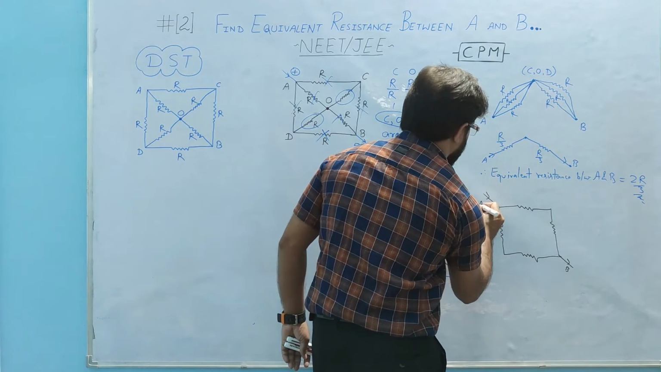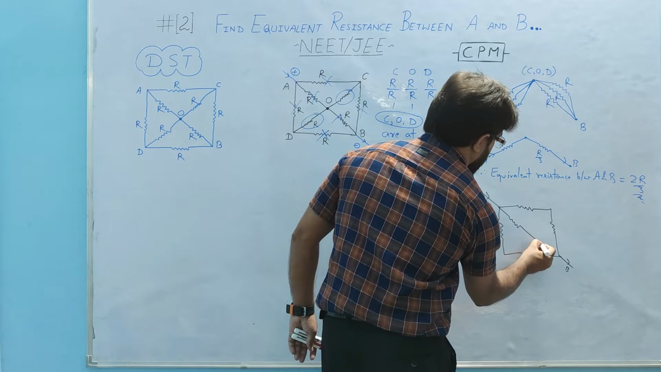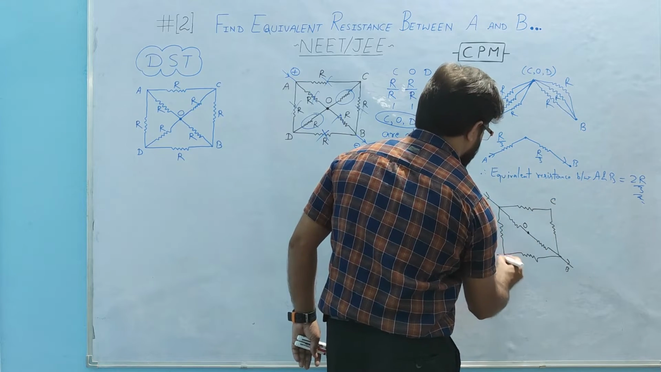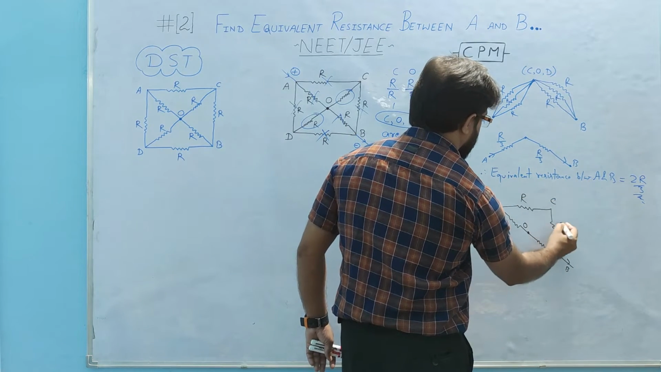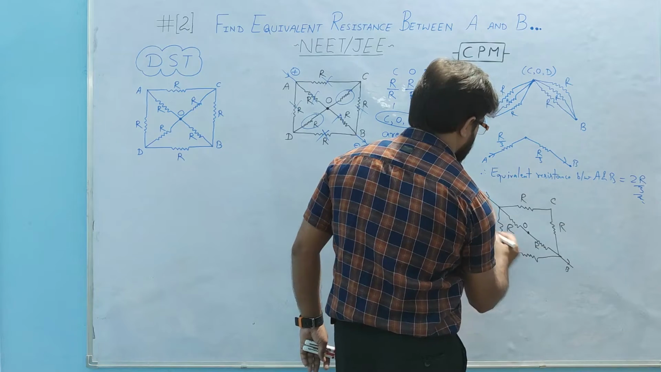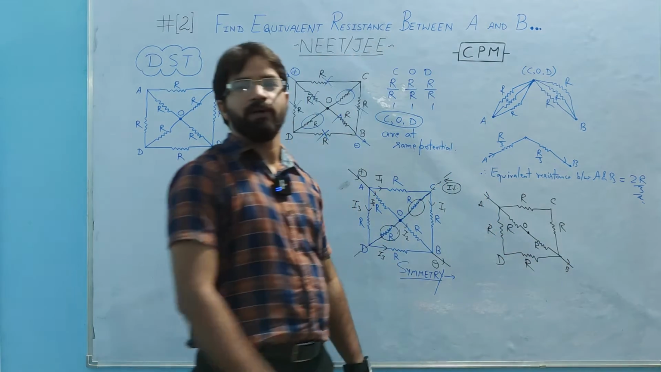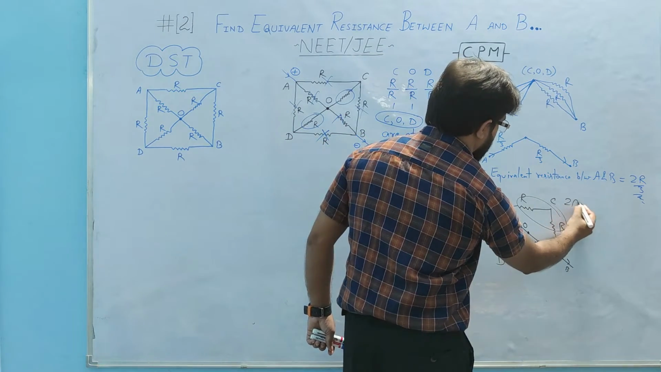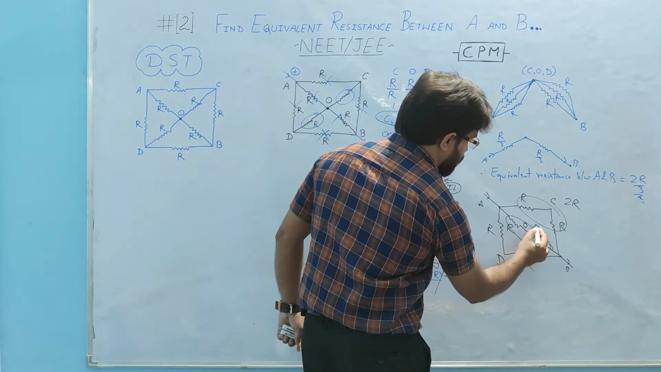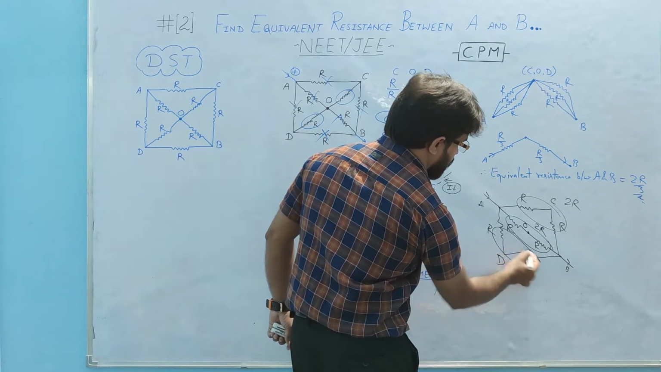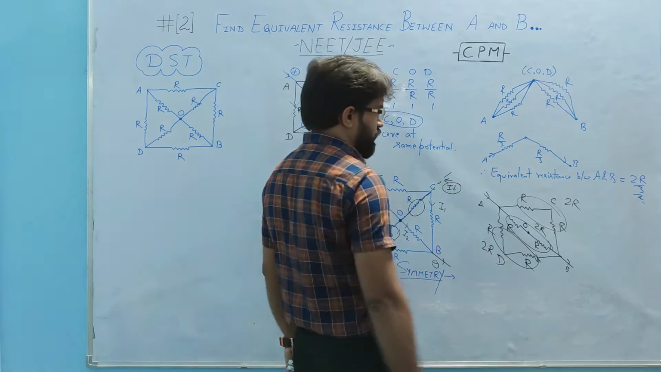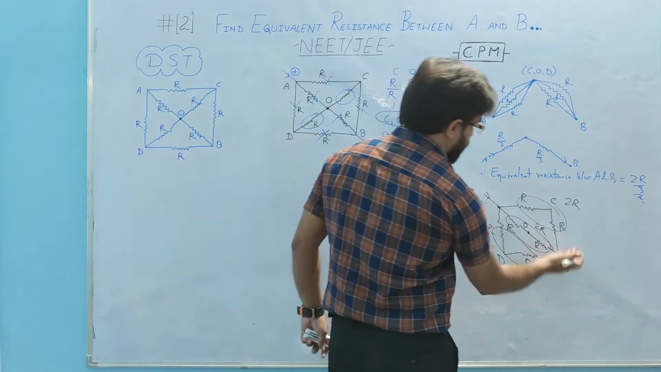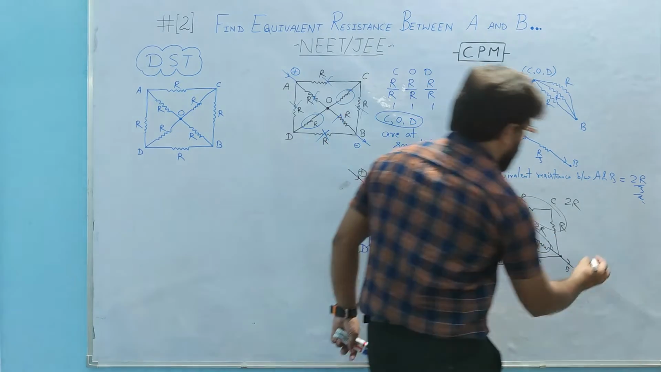This is B, this is A, this was point O, this is C, this is D. So this is R, this is R, this is R, this is R, this is R, this is R. Hoping now you can easily solve. These two are in series, 2R. These two are in series, 2R. These two are in series, 2R. One terminal is connected at A, the second terminal connected at B. So it would look like this.